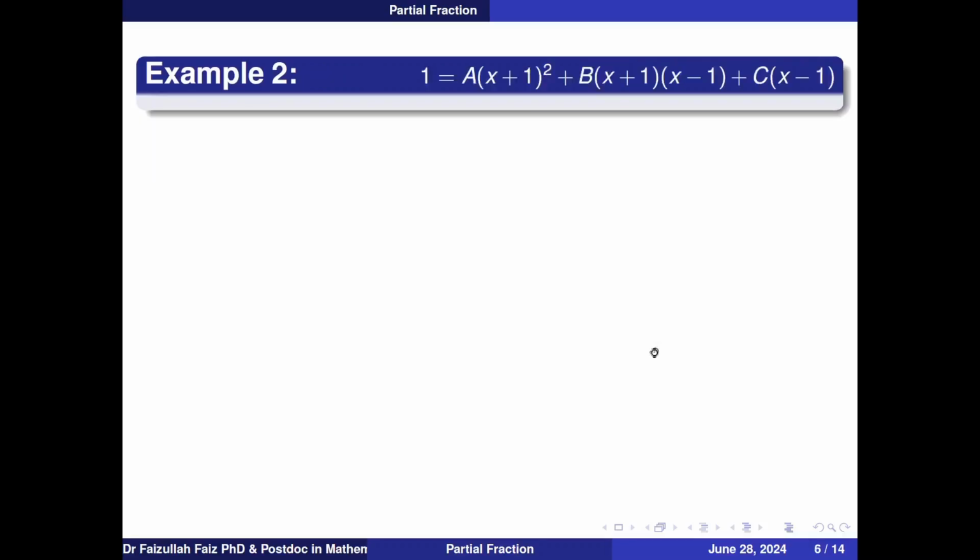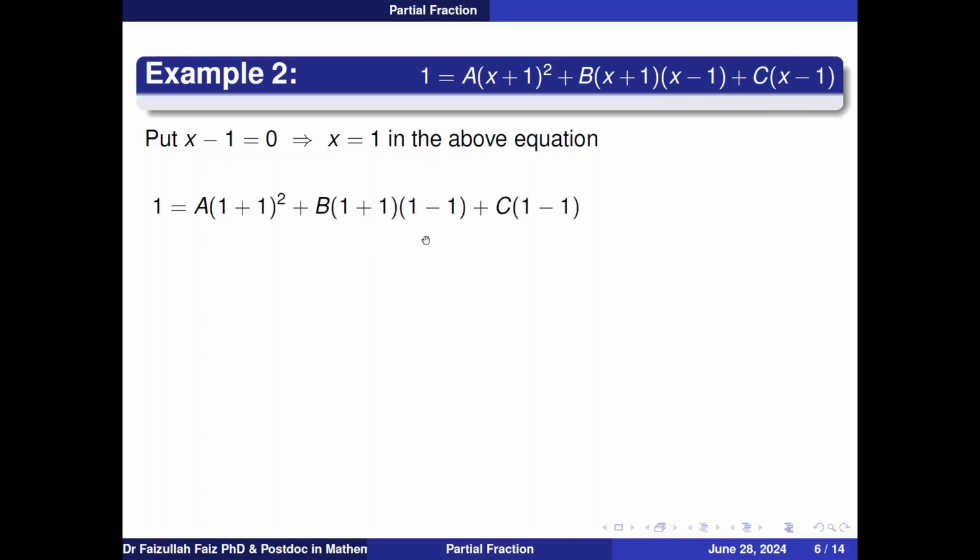Next we put x minus 1 equal to 0, from which we get the value of x equal to 1. In this equation now, for each x, just put 1 here and we get this equation. The last term is 1 minus 1, it will become 0. In the second term there is 1 minus 1, it will become 0. In the first term 1 plus 1 is 2, 2 square is 4, so we get 1 is equal to 4a, and when we divide by 4 both sides, we get the value of a, which is 1 over 4.